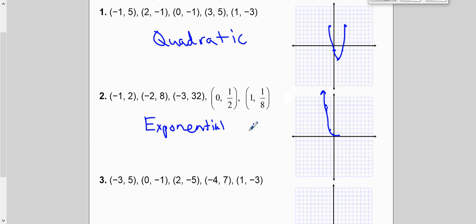Number 2 turned out to be exponential. It has a negative in it, so it's going the other way. It's going down instead of up, but it's the same shape as our other exponential graphs. Try number 3. Pause your video.